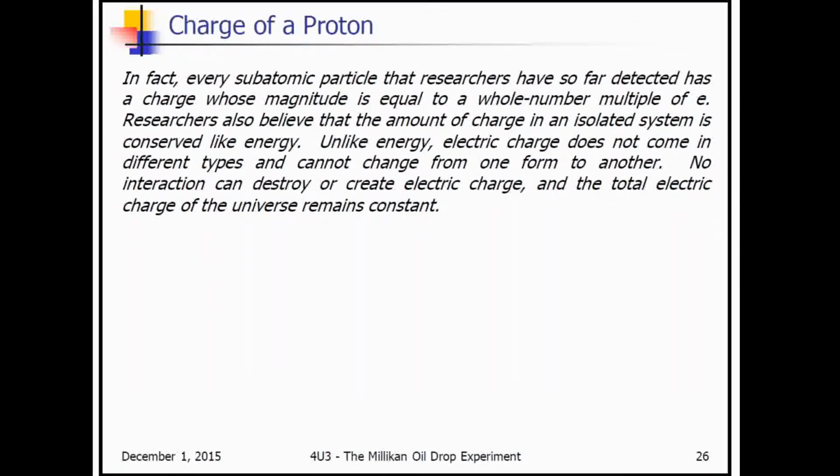So in fact, every subatomic particle that researchers have so far detected has a charge whose magnitude is equal to a whole number multiple of e. Researchers also believe that the amount of charge in an isolated system is conserved like energy. Unlike energy, electric charge does not come in different types and cannot change from one form to another. No interaction can destroy or create electric charge, and the total electric charge of the universe remains constant.